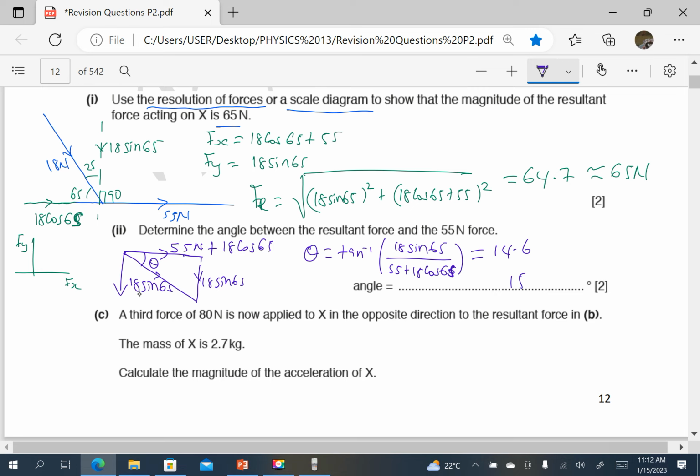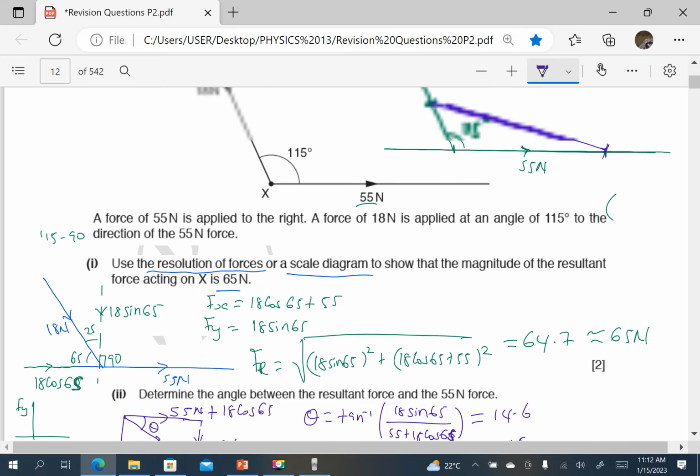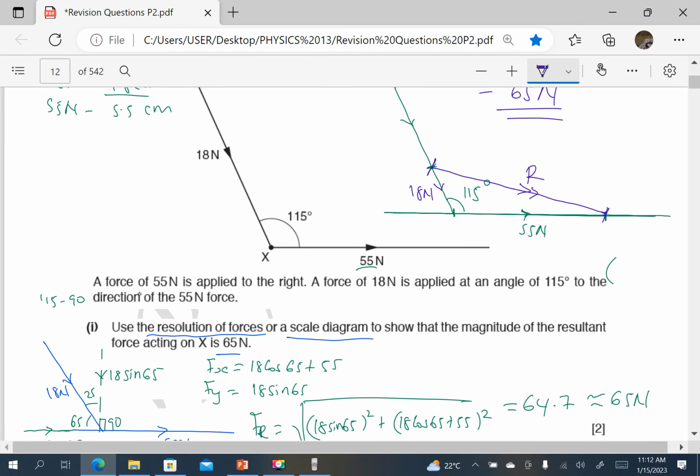If you have drawn to scale, you don't need to calculate that. You just come to your diagram and put your protractor there. The angle we want is this one here. So just put the protractor. I'm putting my protractor there, and shockingly I have 14.